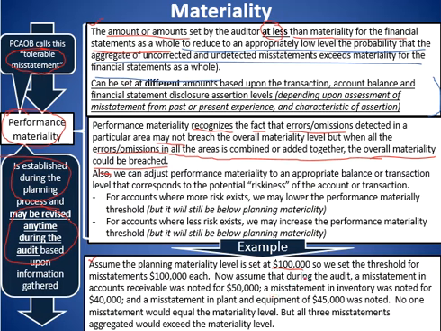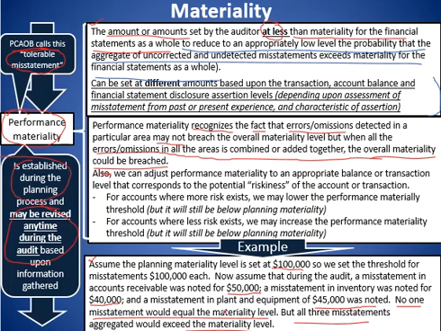Now assume that during the audit, a misstatement in accounts receivable was noted for $50,000. That's clearly below the $100,000 level. We also notice a misstatement in inventory was noted for $40,000. Still clearly below the $100,000 level. And a misstatement in plant and equipment of $45,000 was noted, again clearly below the $100,000 level. Okay, no one single misstatement would equal the materiality level, but all three misstatements aggregated would exceed the materiality level. In other words, the 50,000 plus the 40,000 plus the 45,000 would aggregate to greater than $100,000.